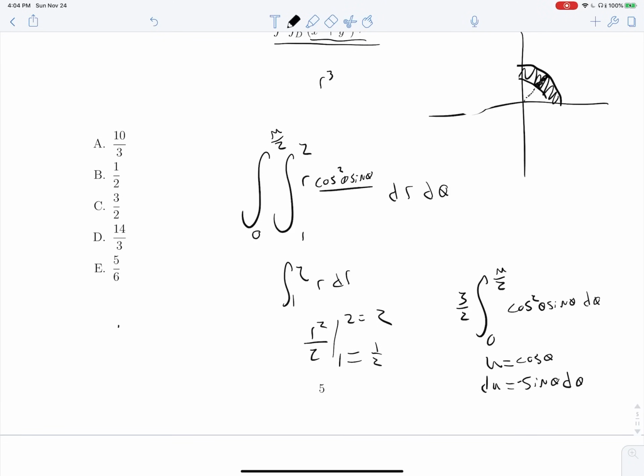So we can rewrite this as 3 over 2 times the integral from 1 to 0 of negative u squared du. And we know that we can flip this sign and flip the bounds of our integration. So the integral from 0 to 1 of u squared du. And this is going to be u cubed over 3 on 0 to 1. That'll be 1/3 multiplied by our 3 over 2. We will get 1/2.